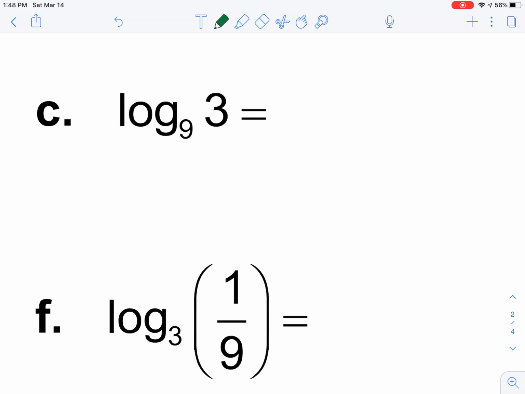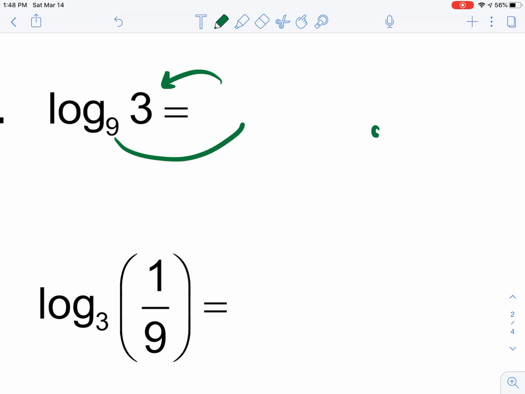Part C is a little tricky because it's 9 to some power equaling 3. Well, I know 9 to the 0 power equals 1. That's too small. But 9 to the first power equals 9. That's too large. So I'm looking for an exponent between 0 and 1, which means a fractional exponent.